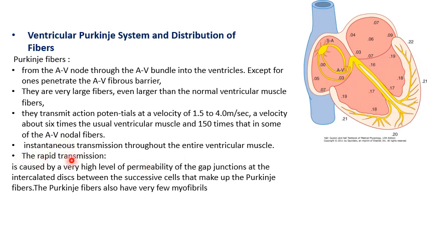And what is the cause of the rapid transmission? The cause of rapid transmission is the high level of permeability, which is done by the gap junctions that are present at the intercalated disc between the cells which make up the Purkinje fibers. And also the contractile myofibers are very few because it's not their function to contract, and that makes it even faster.